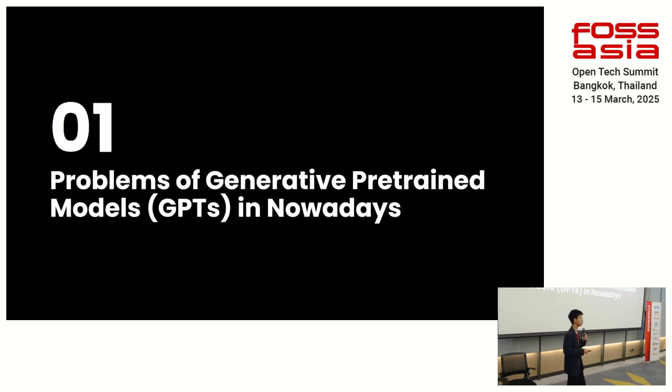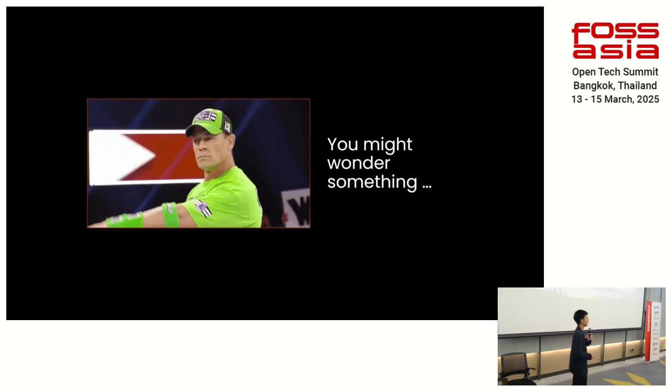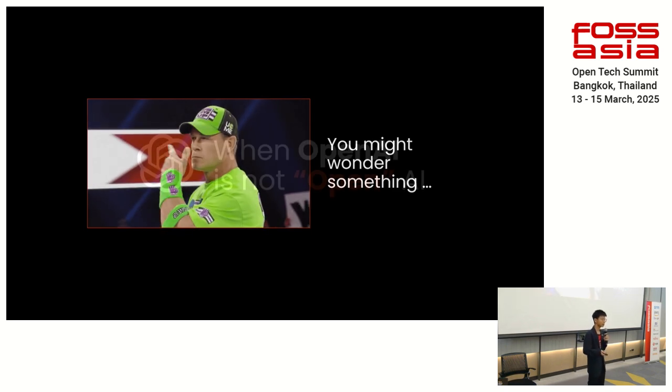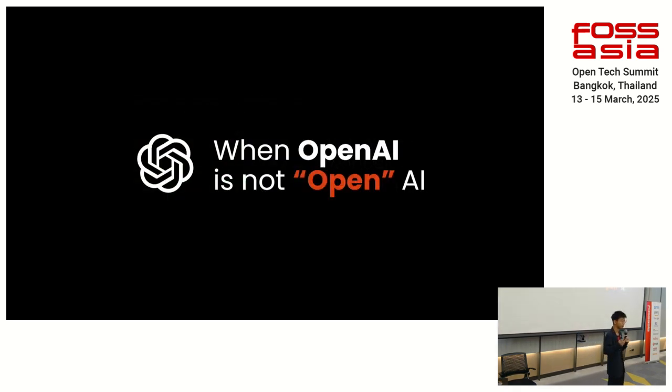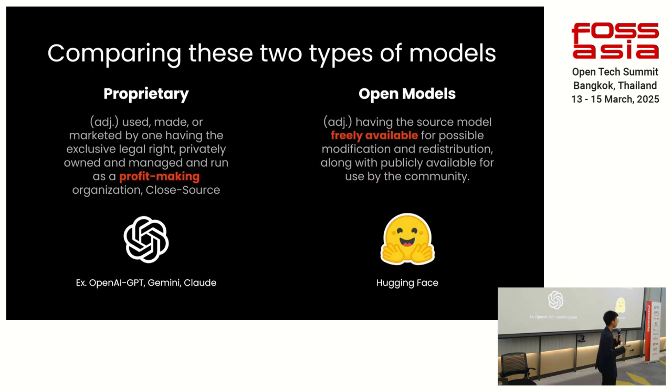So the first problem is the generative pre-trained models, or you can call it ChatGPT. We might wonder that OpenAI is not really open, right, as a name, and OpenAI is really 100% proprietary, so they use it for profit making. But open models are freely available for modifications and redistributions, and publicly released within Hugging Face.